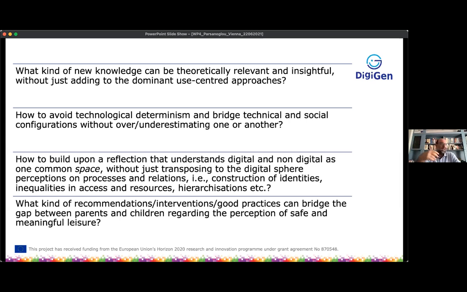How can we rethink, even redefine, the digital spaces that are created, particularly by children and young people? A question that is linked to the previous one is how to avoid technological determinism and bridge technical and social configurations without overestimating or underestimating one or another. How to avoid, in fact, technological or even social determinism in order to understand the next question, which we meet in our discussions with children: how to build upon a reflection that understands digital and non-digital not as different spheres, but as one common space, without just transposing to the digital sphere, for example, perceptions on processes and relations that come from the so-called material space.